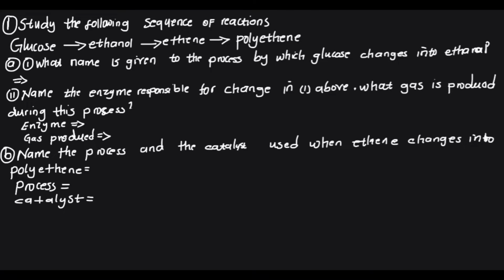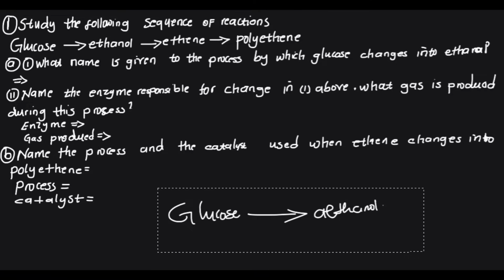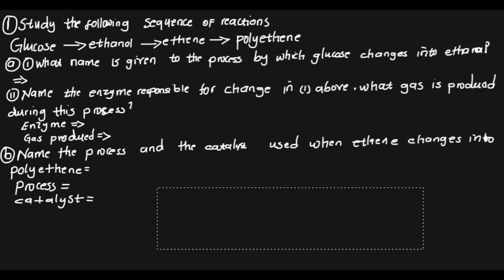Now let's look at the first question here. Roman number 1A. What name is given to the process by which glucose changes into ethanol? So we have been given a question. If this is glucose, and we make alcohol, which is ethanol, from glucose, what name is given to that process where alcohol such as ethanol is formed from glucose? This process is known as fermentation.